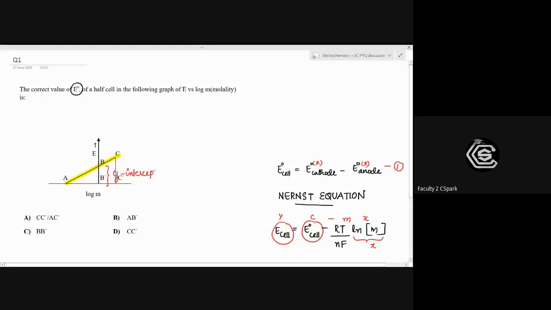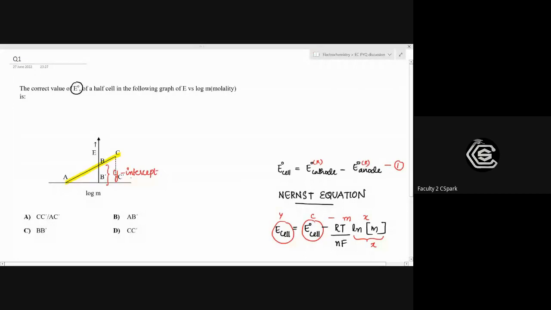It is C, the Y intercept. And how is the Y intercept represented in the options? It is B, B dash. That's all. Option C, B B dash.